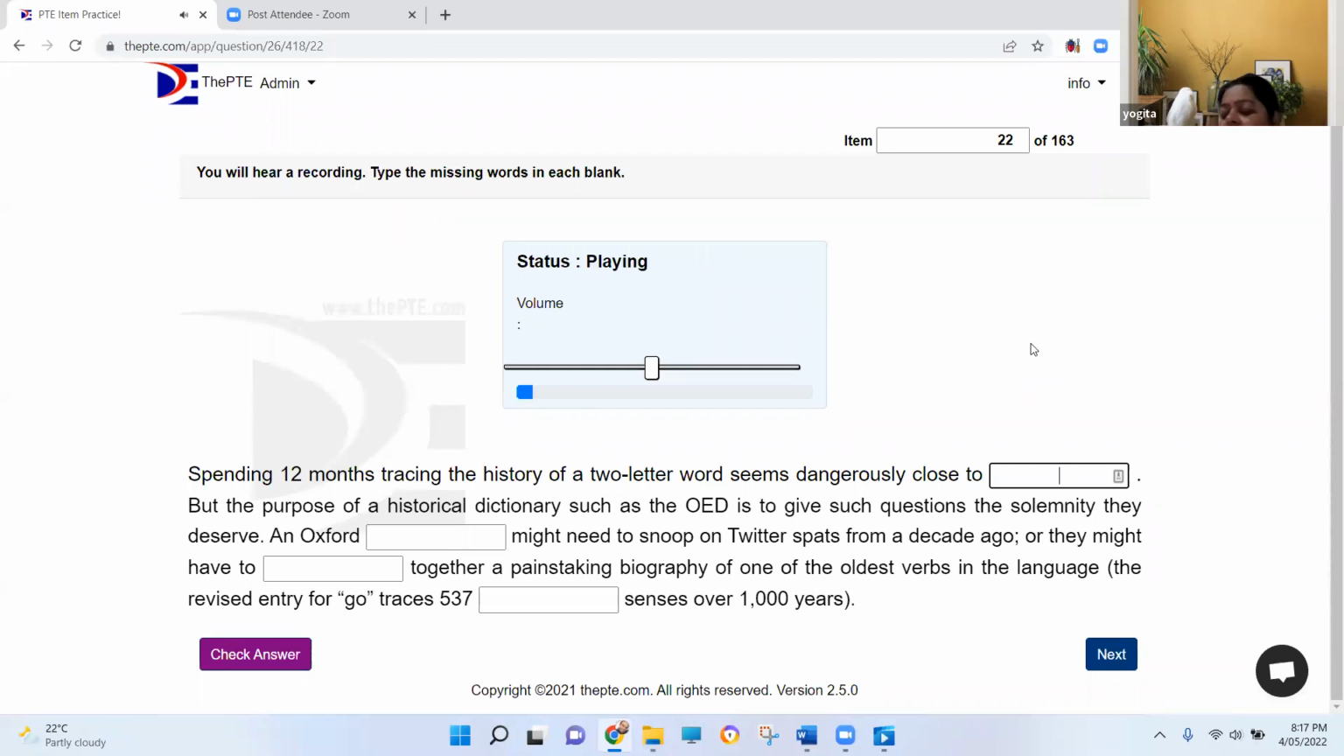Spending 12 months tracing the history of a two-letter word seems dangerously close to folly. But the purpose of a historical dictionary such as the OED is to give such questions the solemnity they deserve. An Oxford lexicographer might need to snoop on Twitter spats from a decade ago, or they might have to piece together a painstaking biography of one of the oldest verbs in the language. The revised entry for go traces 537 separate senses over 1,000 years.